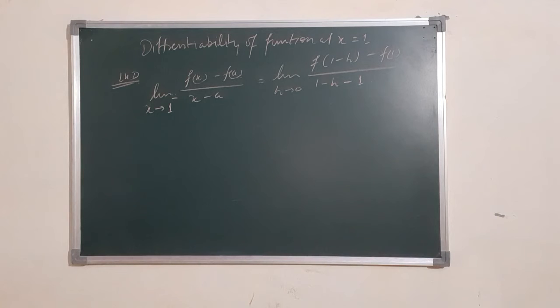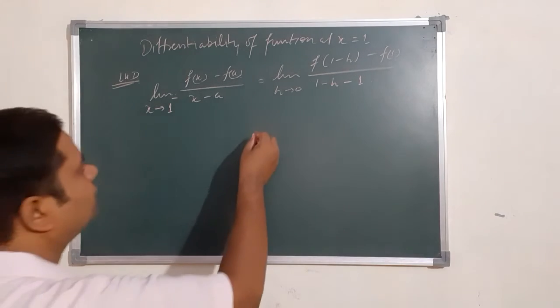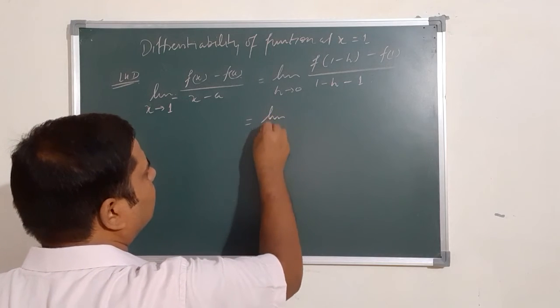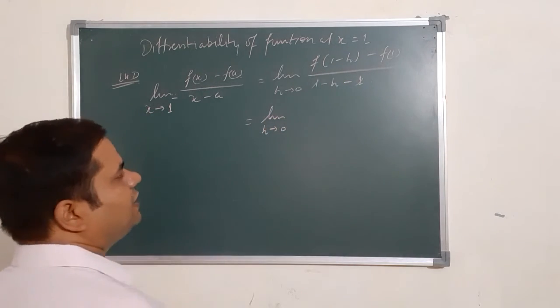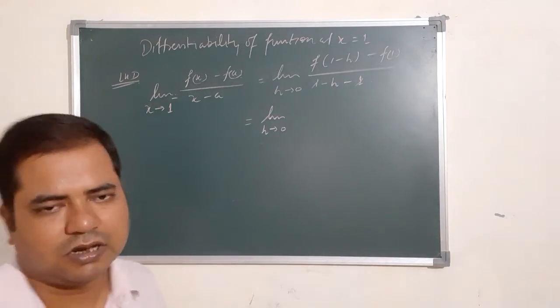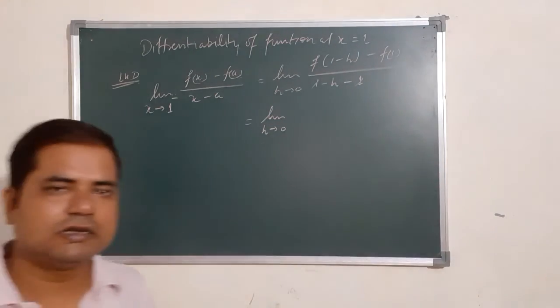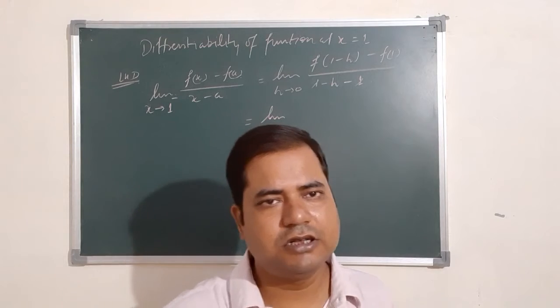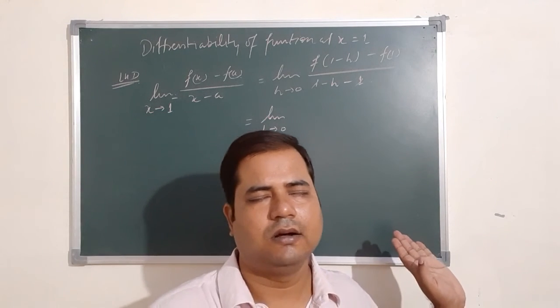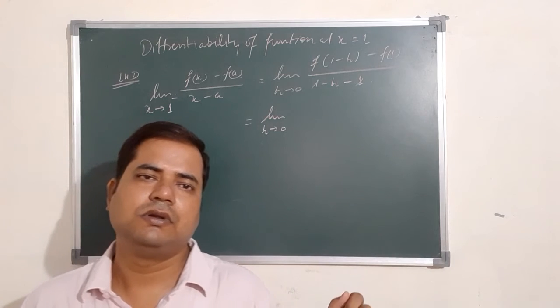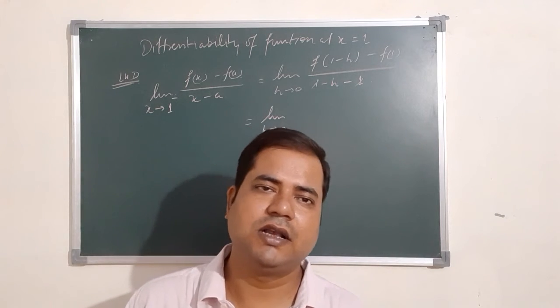So this is nothing but limit h tends to 0. This is cancelled out. f(1 minus h). As you know, the quantity 1 minus h is less than 1. So the function is already defined, which I have just defined: 1 minus x. 1 minus x is the quantity less than 1.